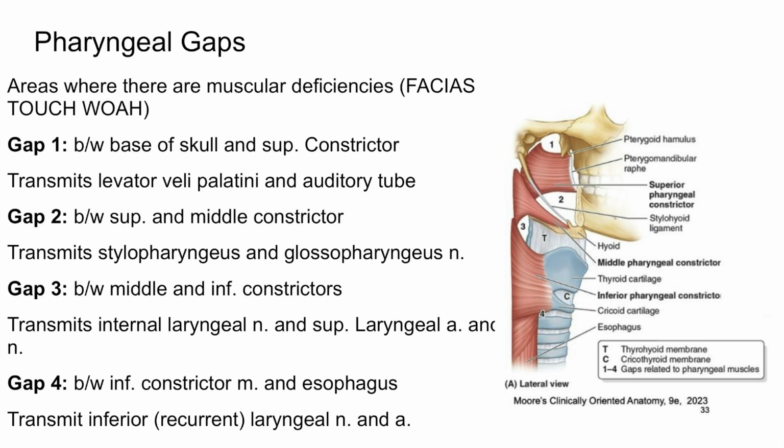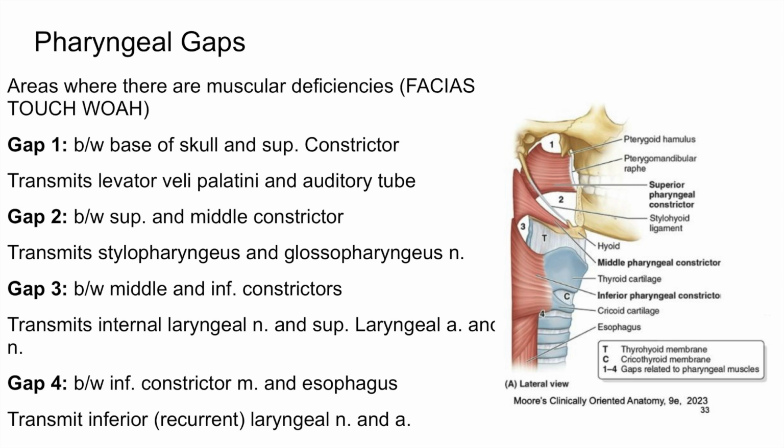The second gap, found between the superior and middle constrictors, transmits the stylopharyngeus muscle and the glossopharyngeal nerve. This is a key relationship because remember, cranial nerve 9 innervates the stylopharyngeus, and both structures enter through the same gap, which reinforces that functional pairing. This region is also important clinically because cranial nerve 9 provides sensory information to the oropharynx and contributes to the gag reflex.